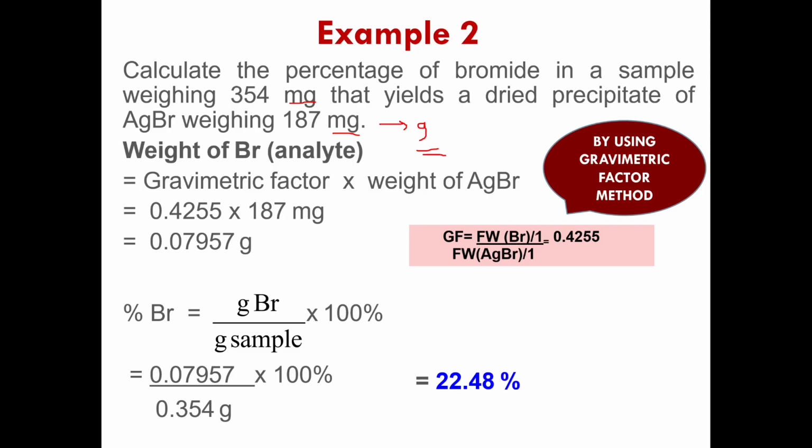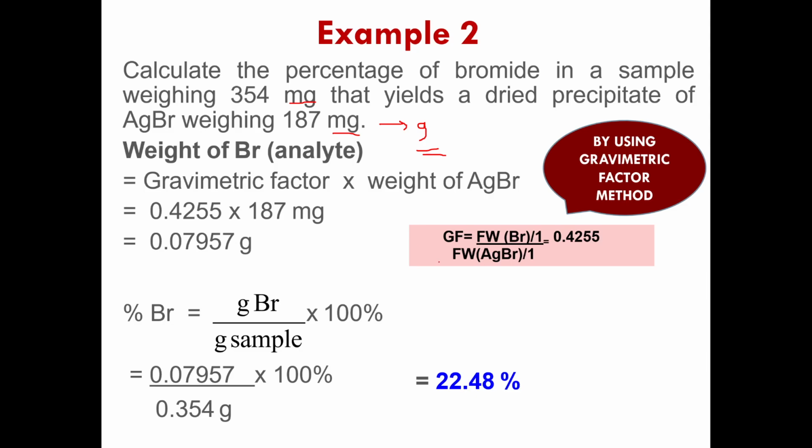Then we divide it by 1 because there are 2 atoms in the analyte, and divide by the formula weight for silver bromide, which is the precipitate, and divide by 1. So how many bromide are in the precipitate? There is 1 bromide, so divided by 1. So we got the gravimetric factor as 0.4255.